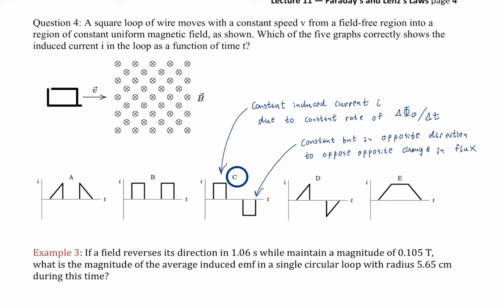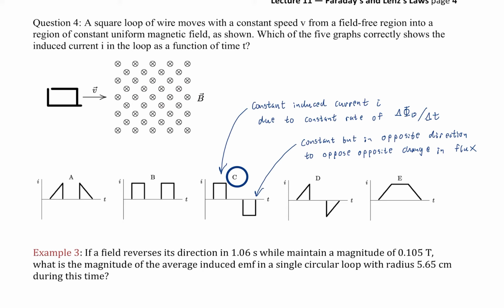Well, because we have a constant induced current due to the constant rate of change when it enters the field, and it's going to be in one direction. Then there'll be no induced current as it moves through the field, because if it's moving through the field at constant velocity, there's no change in flux, right? So for a while, you have no current. But then when it leaves the field, there's going to be an opposite current due to Lenz's law.